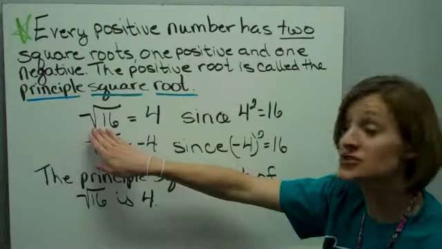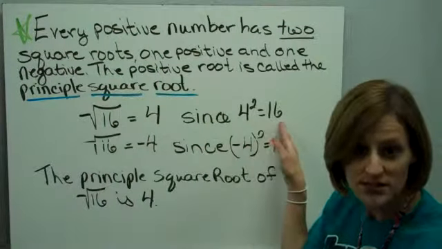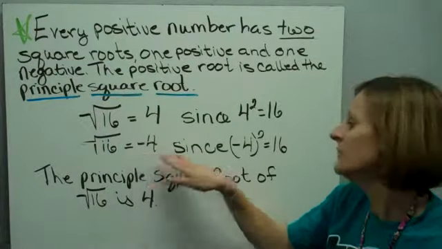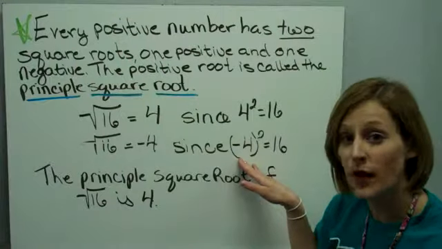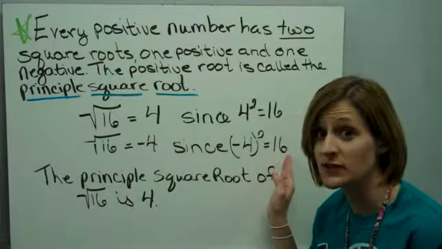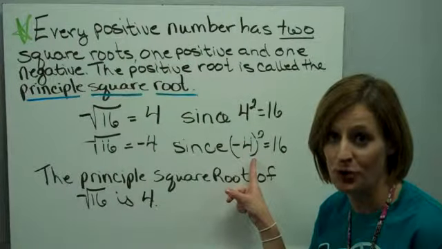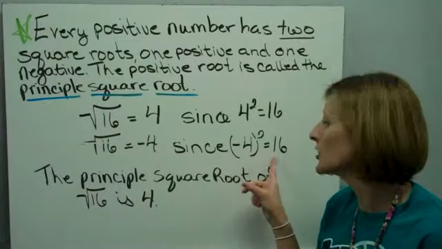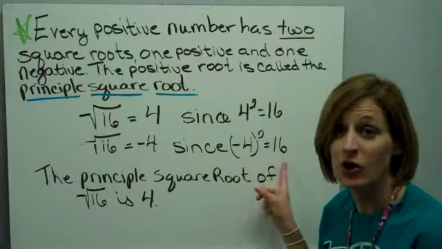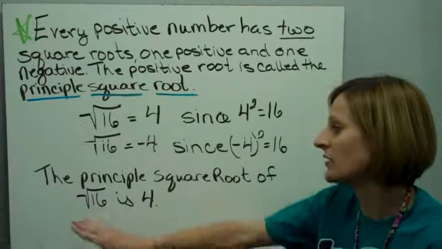So the square root of 16 is 4, since 4 squared equals 16. And the square root of 16 is also negative 4, since negative 4 squared equals 16. Remember also, when you're putting it into your calculator, you must put parentheses around the negative number. If you don't, you will get a negative 16 versus a 16. Without the parentheses, you will not get the correct answer with your calculator.